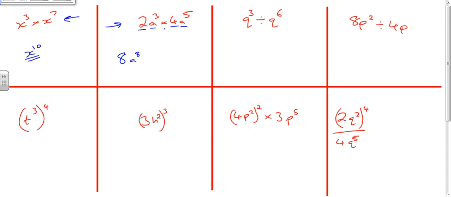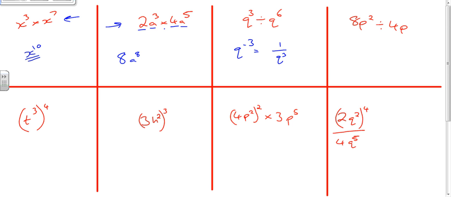Next one, if you multiply, we add the powers. So if you divide, you're going to subtract the powers. So q to the power of 3 divided by q to the power of 6 is q to the power of 3 take away 6, which is minus 3. Now we're going to have a look a little bit more at negative indices in another video. But q to the power of minus 3 can be written as 1 over q to the power of 3. And it's important that you know that as well.